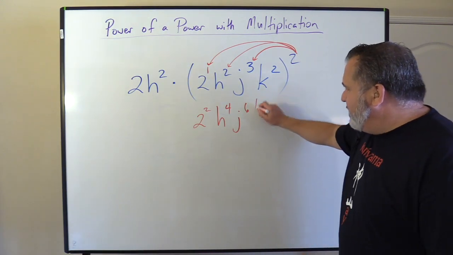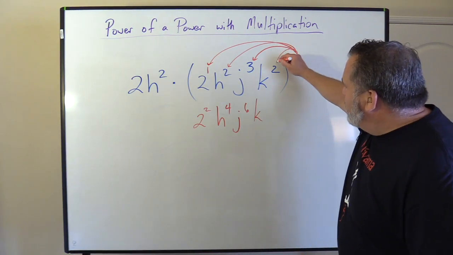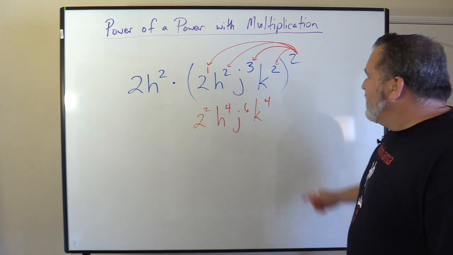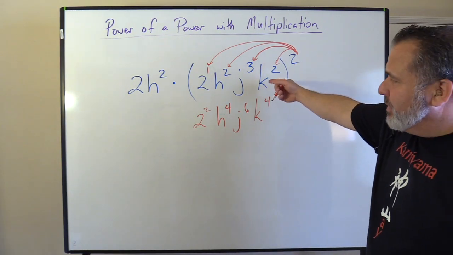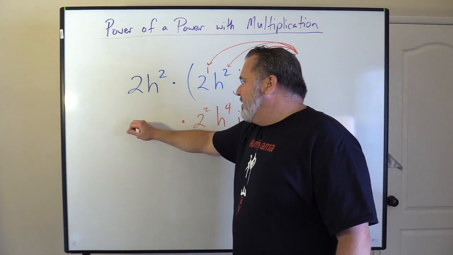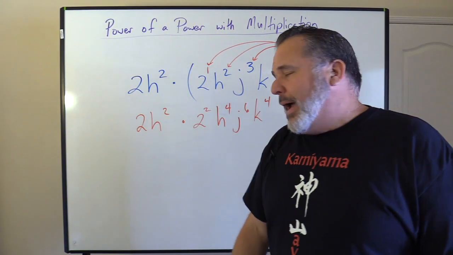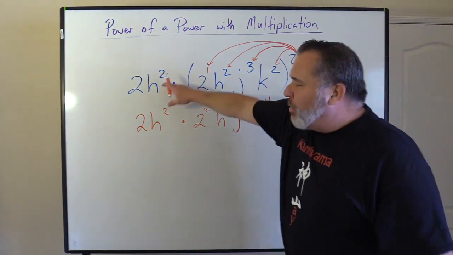Then what about this k? You got 2, you distribute to the 2. 2 times 2 is 4, right? We got rid of that power of power. Now what I'm going to do is multiply this by the 2, the h, and the 2nd power. All right, so I just brought this part down.